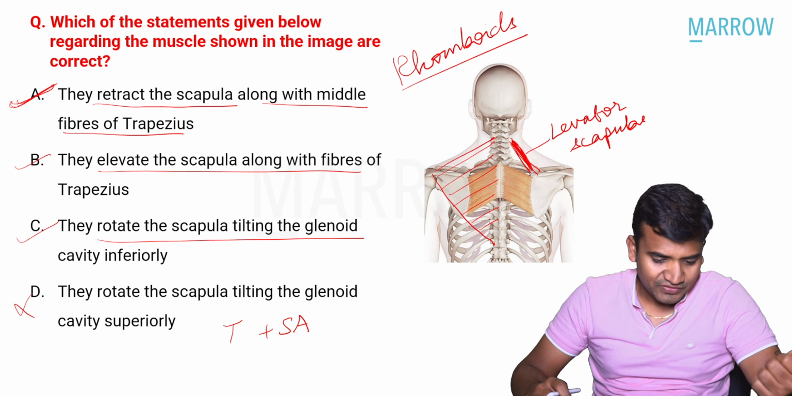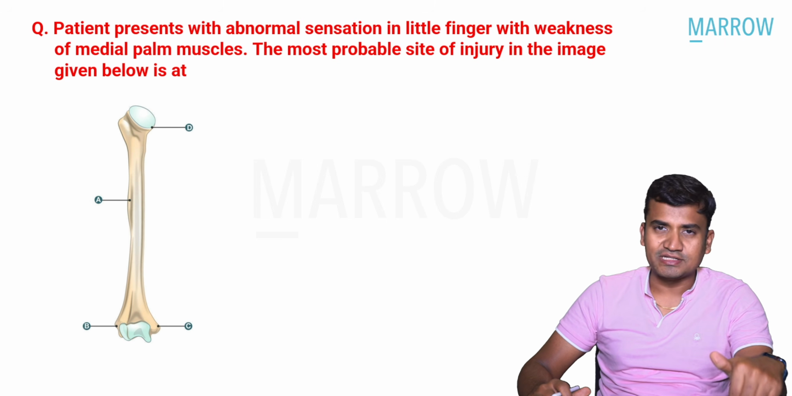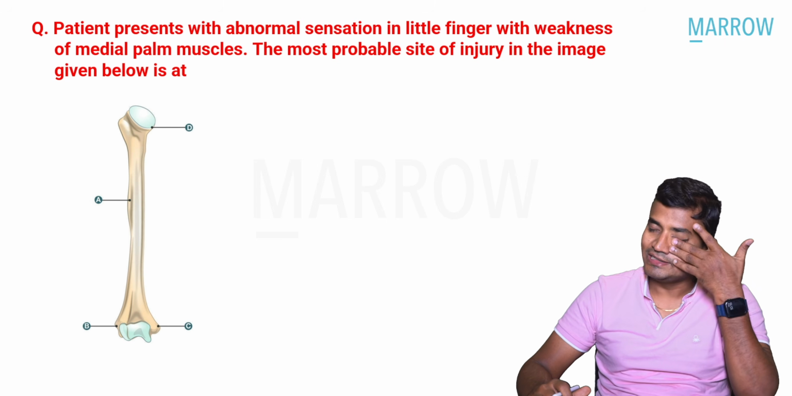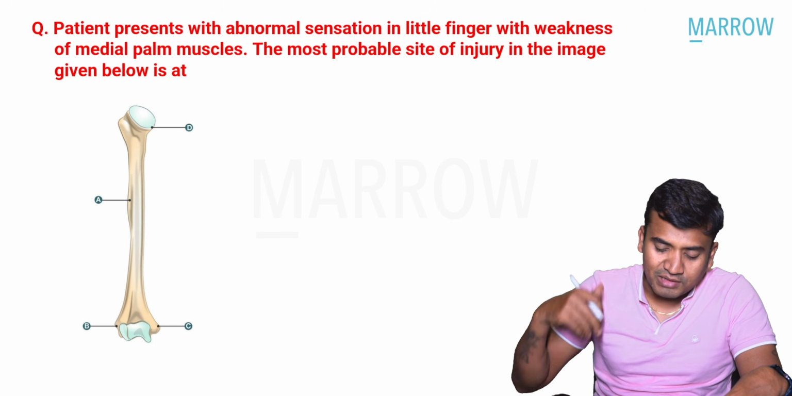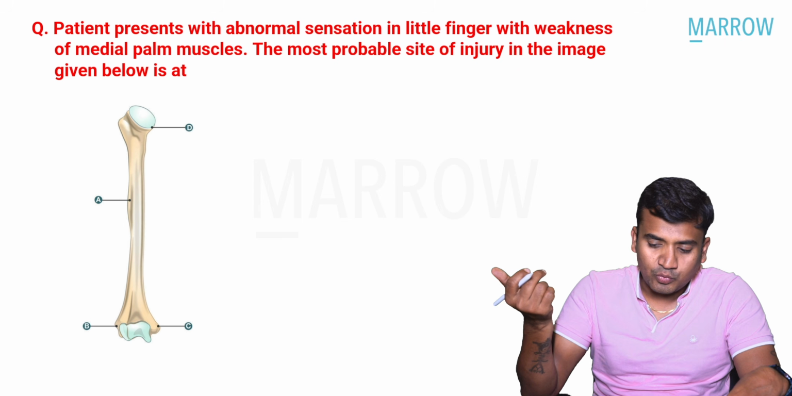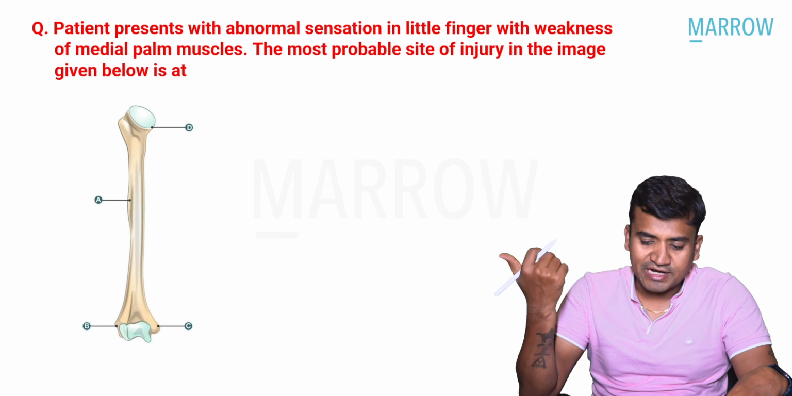Now see the next question. This is a repeat question. In the 2021 INI-CET exam we got this question, and the same question was repeated in the 2023 May INI-CET exam. The patient presents with abnormal sensation in the little finger and weakness of the muscles of the medial palm. What is the most probable site of injury?